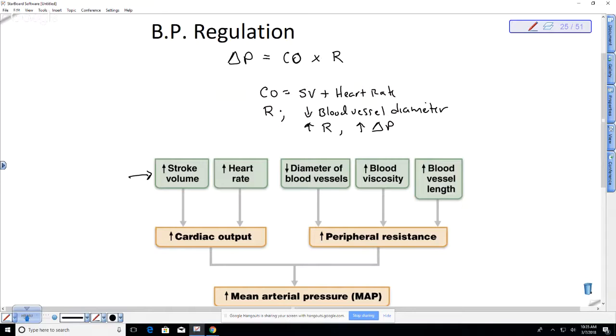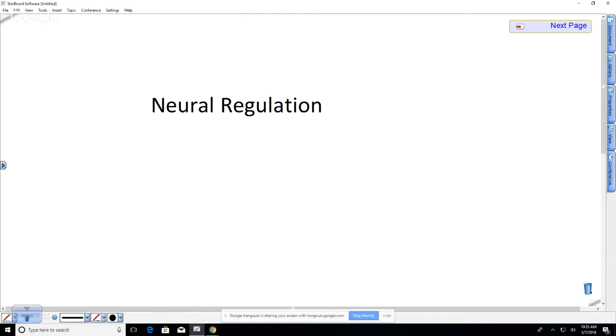Probably more unlikely would be changing your blood viscosity or your blood vessel length quickly in order to maintain blood pressure regulation. So we'll just pay attention to the diameter. Okay. So let's look at the neural mechanism, neural regulation.